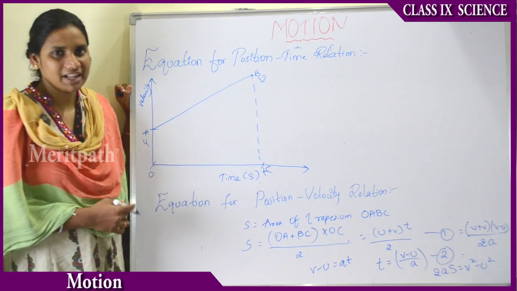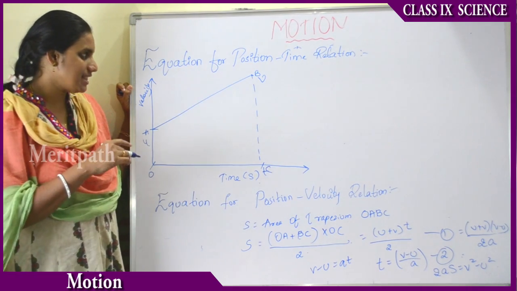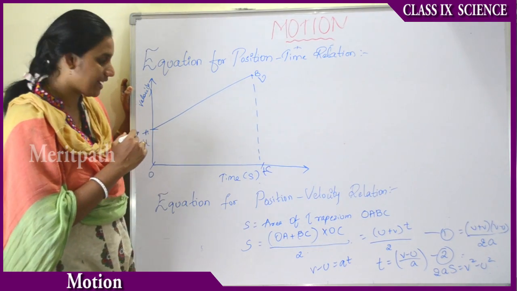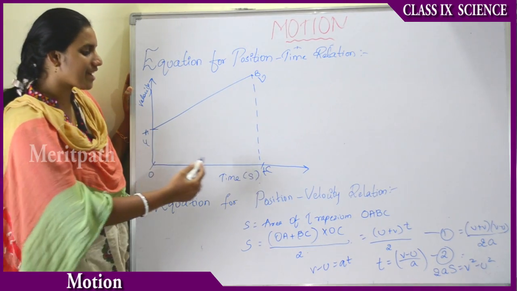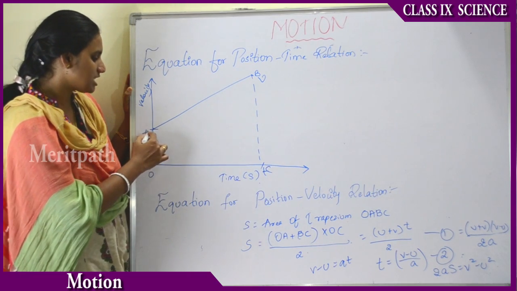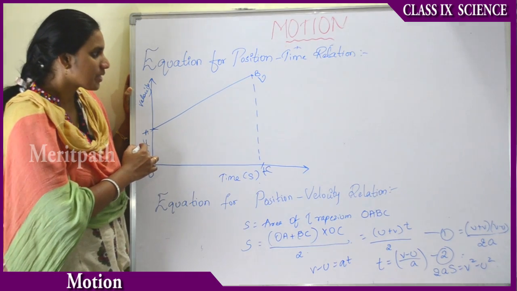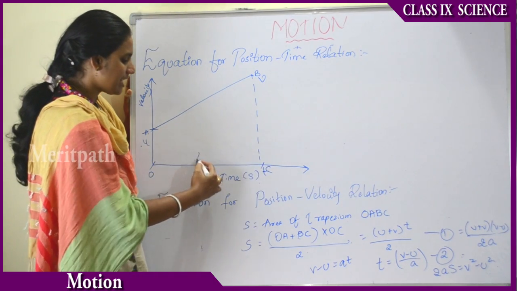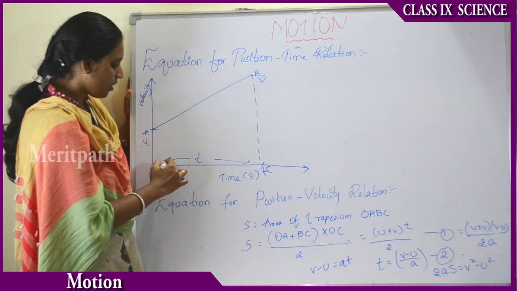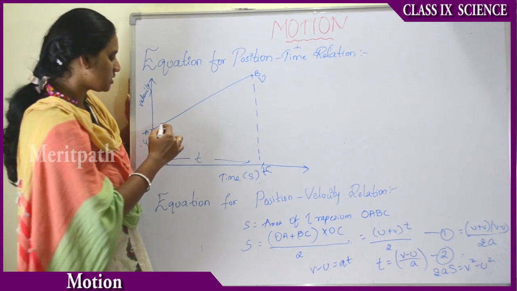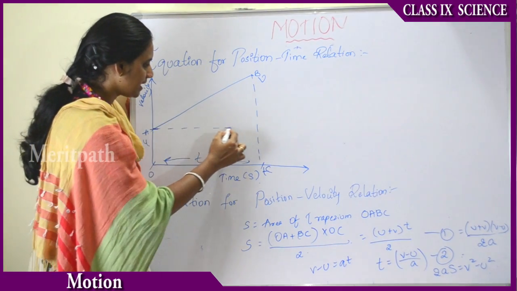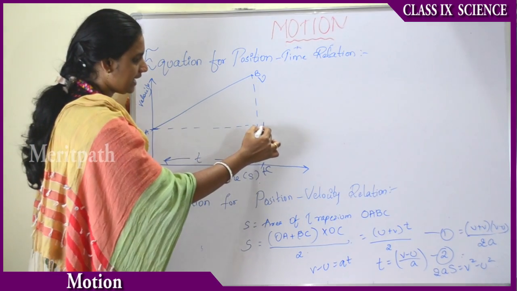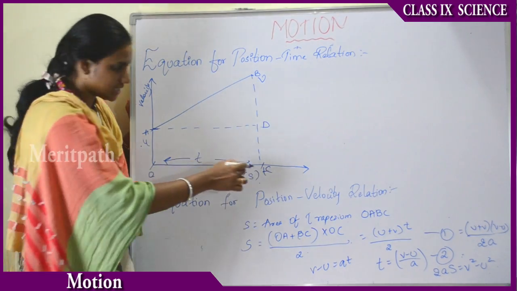By using the graphical representation, let us see firstly the equation for the position time relation. Now we have represented the graph as shown, where the initial velocity of a car is u, the final velocity is v, and the time taken is t. Now let us suppose we draw a parallel line named AD, which is parallel to OC.